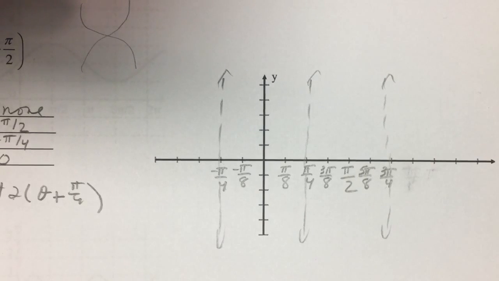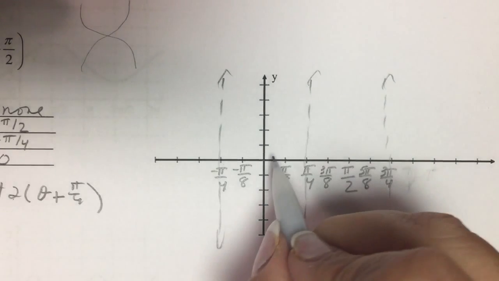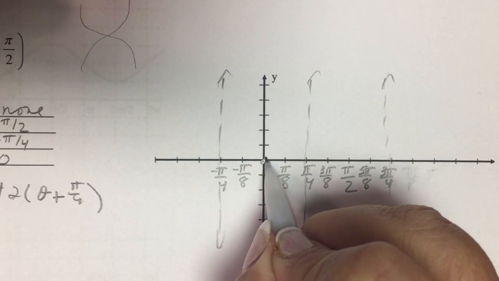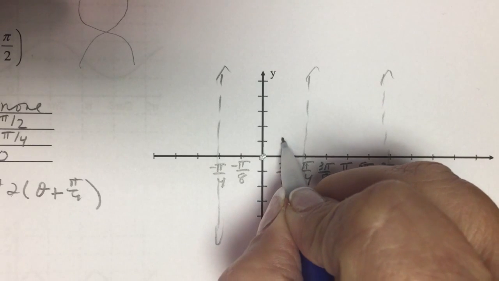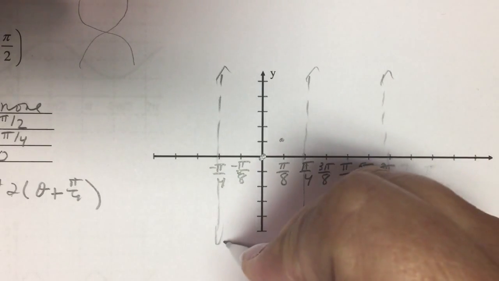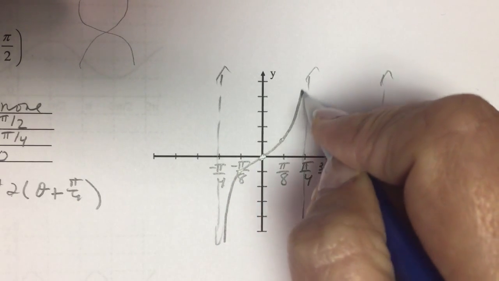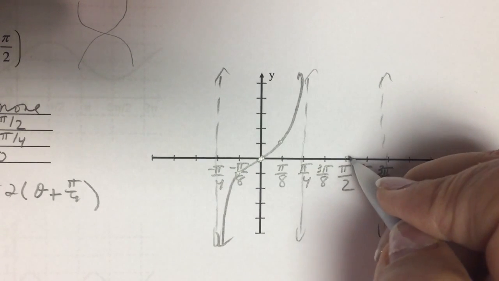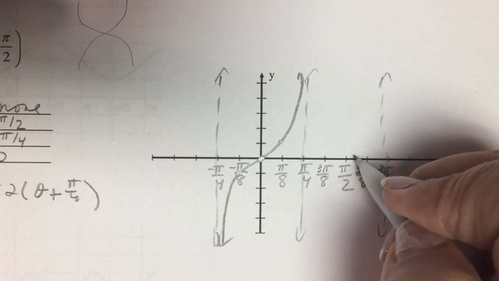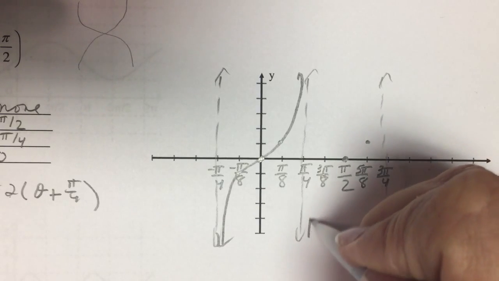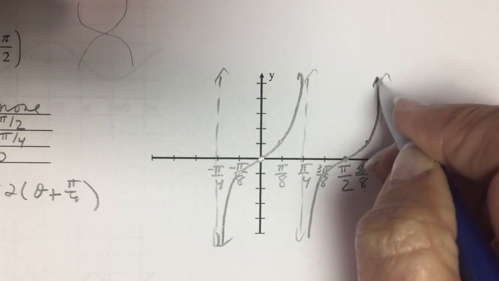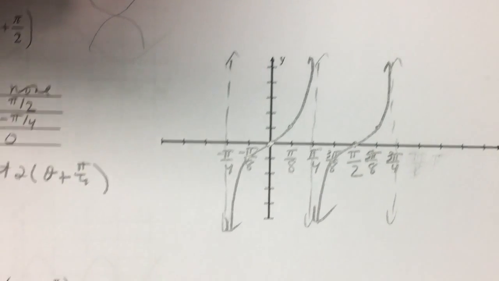There's no vertical shift. So I know I'm going to have a 0 there. But again, because of the negative, it's not going to go down 1 to be a decreasing. It's actually going to go like this. So it looks just like the tangent graph. And there we go.